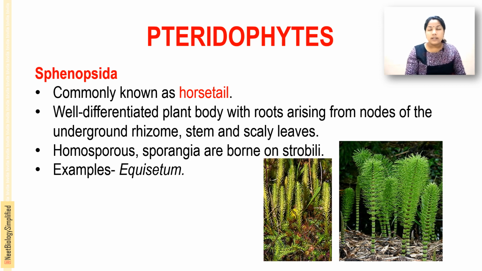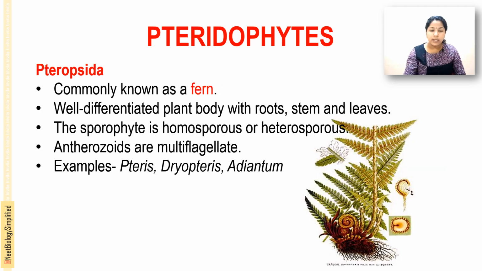That is the Sphenopsida. They are known as horsetail, and they have a well differentiated plant body, with roots arising from the nodes of the underground rhizome. They have stems and scaly leaves. They are homosporous, and sporangia are borne on strobili or cones. Example, Equisetum.